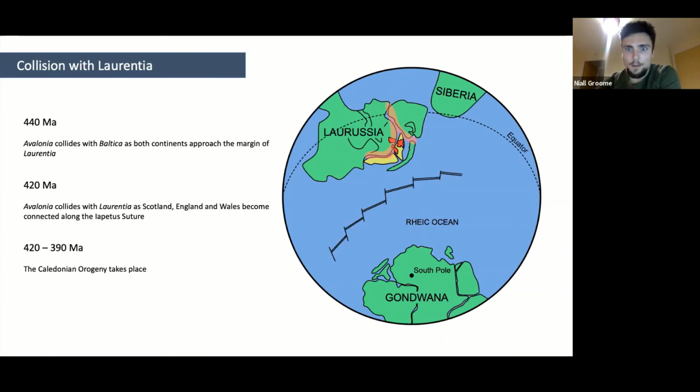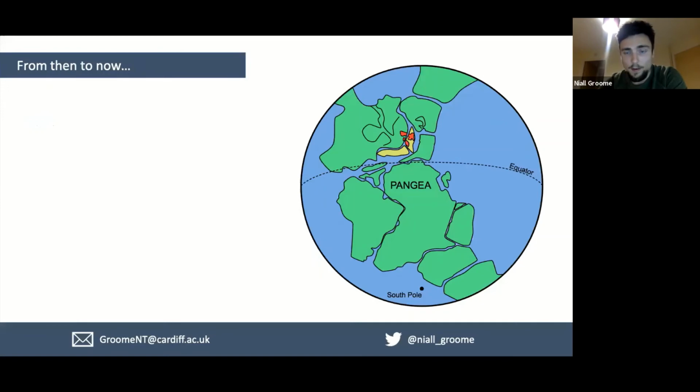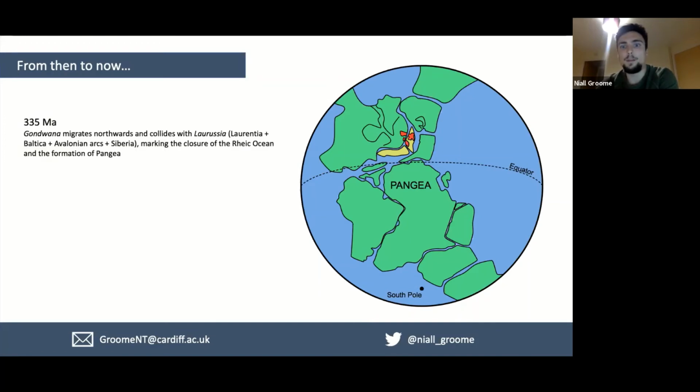On a more local scale, we have the Acadian orogeny, which causes the Welsh Basin to be inverted and brought towards the surface, which is why we essentially see it today. And then just to round things off to where we are now, eventually Gondwana migrates north from the South Pole as well, and the Arctic Ocean closes. And around 335 million years ago, all the continents come together to form Pangaea.